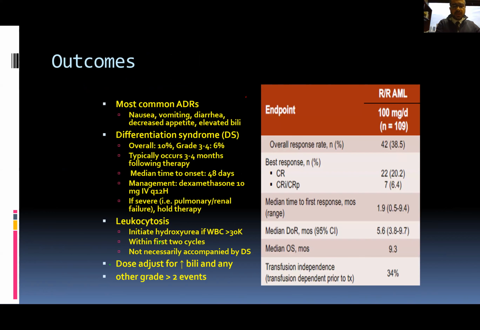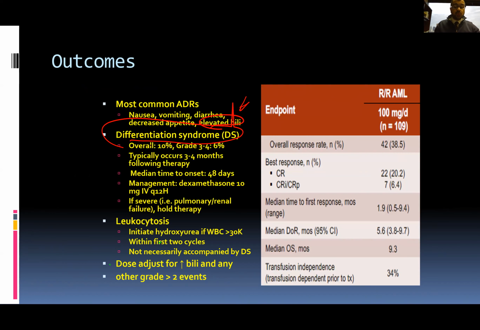Very important, I know time is running. So nausea, vomiting, diarrhea, and elevated bilirubin are among the adverse events that you should keep an eye out for. Differentiation syndrome is similar to that of APL. I won't repeat talking about how you treat it. The white count can go up, use Hydrea to bring it down, dose adjust for bilirubin and any other grade more than 2 events.